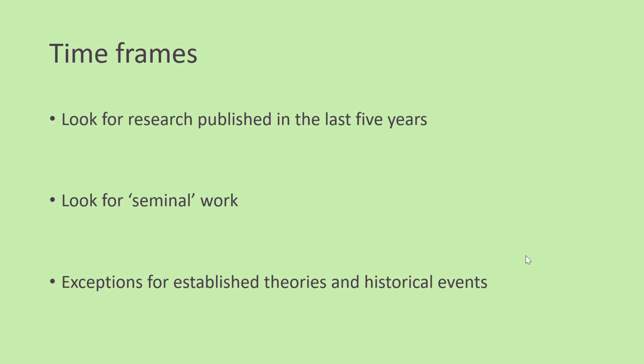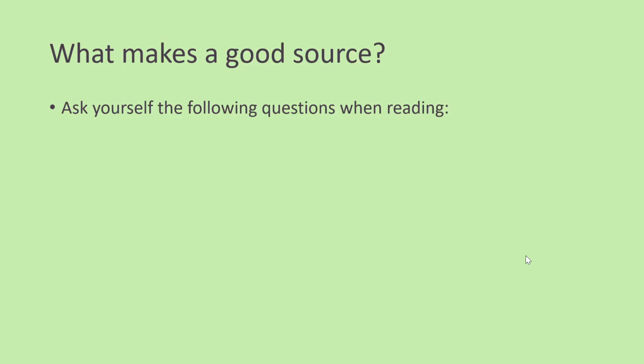Some other potential exceptions include older books which explain theory, which may be well established and unlikely to change. For example, sources on anatomy and physiology don't need to be so up to date. And of course, if you're referring to something that happened in the past, for example, a law like the Mental Health Act, this would be appropriate. What makes a good source? You must consider the quality of the information you're reading, and here are some key questions to ask yourself.